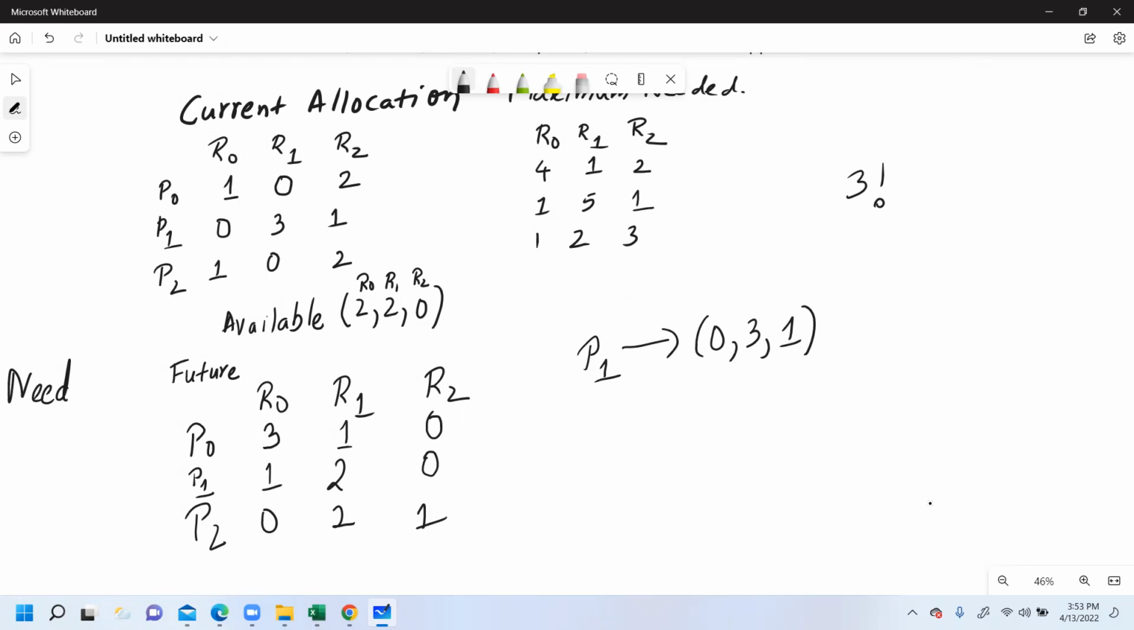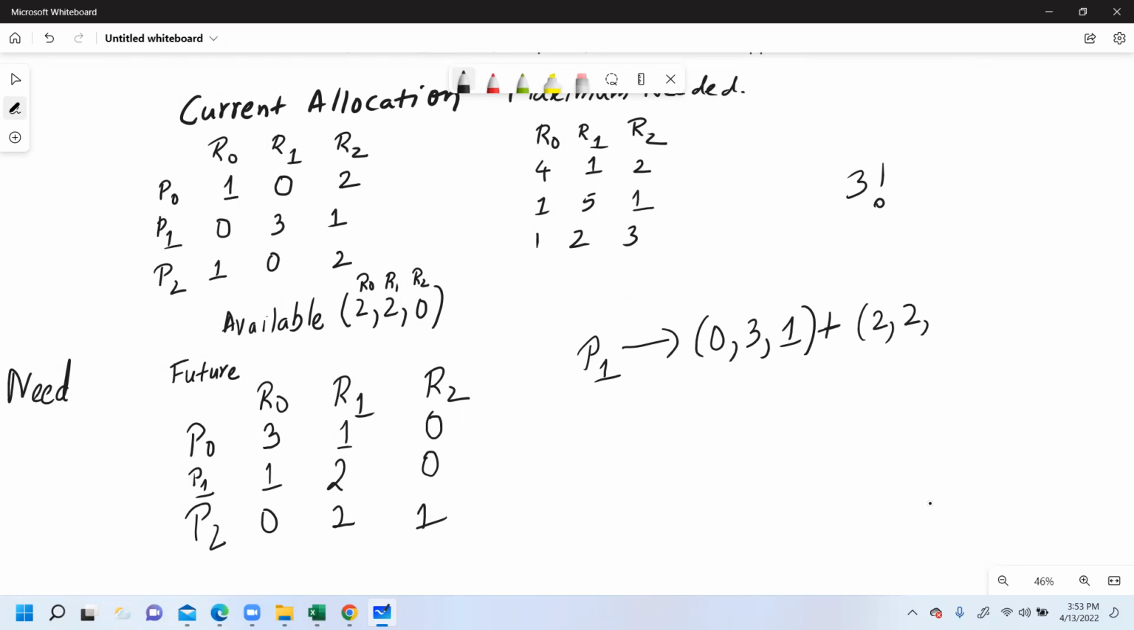Plus also we are allocating from the available resources. So if it's allocated to P1, of course, the available matrix is going to change. But what I'm telling is that at the end of P1 execution, 0, 3, 1 will be released, plus whatever the available is, basically 2, 2, 0.